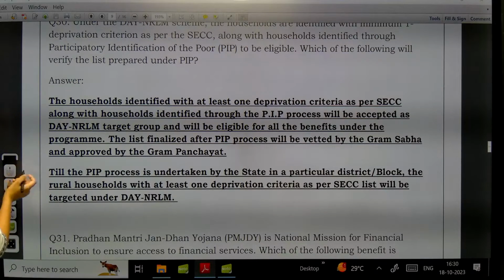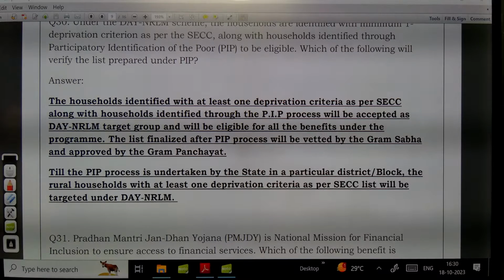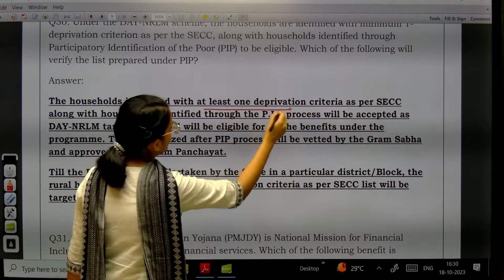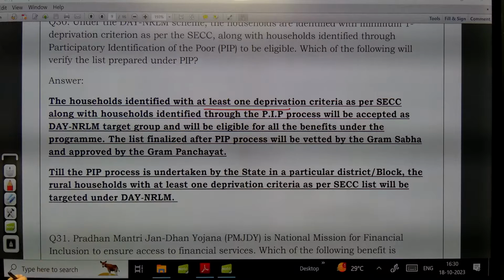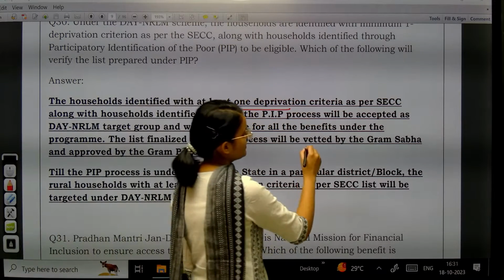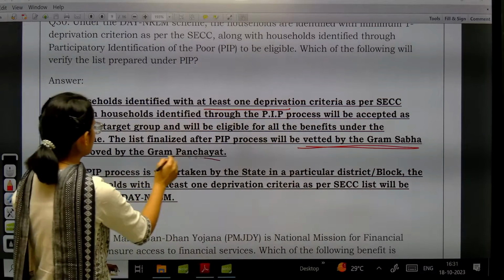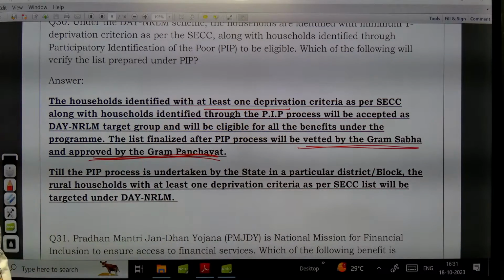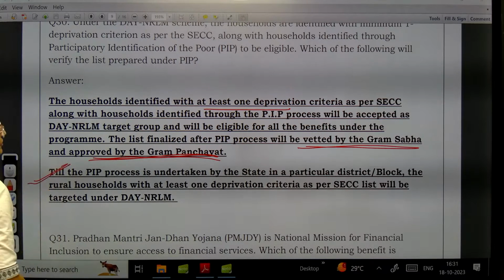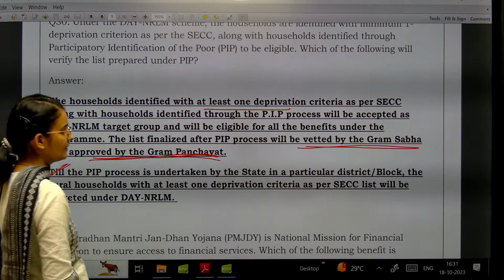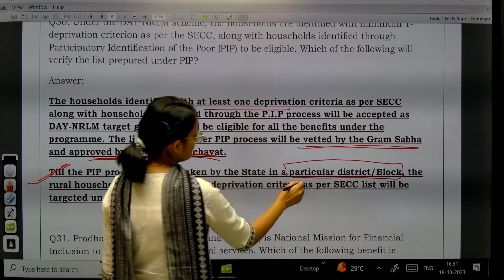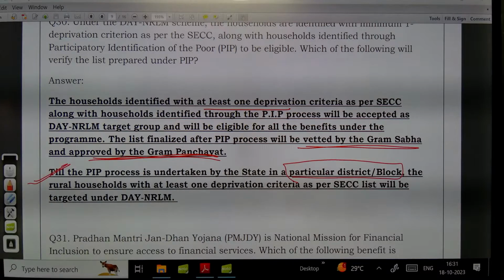In the social caste census, those with at least 1 deprivation are included. The list finalized after the PIP process will be vetted by Gram Sabha and approved by Gram Panchayat. Until this process takes place, the PIP process is under the state, in a particular district or block. The final approval is from Gram Panchayat, okay?